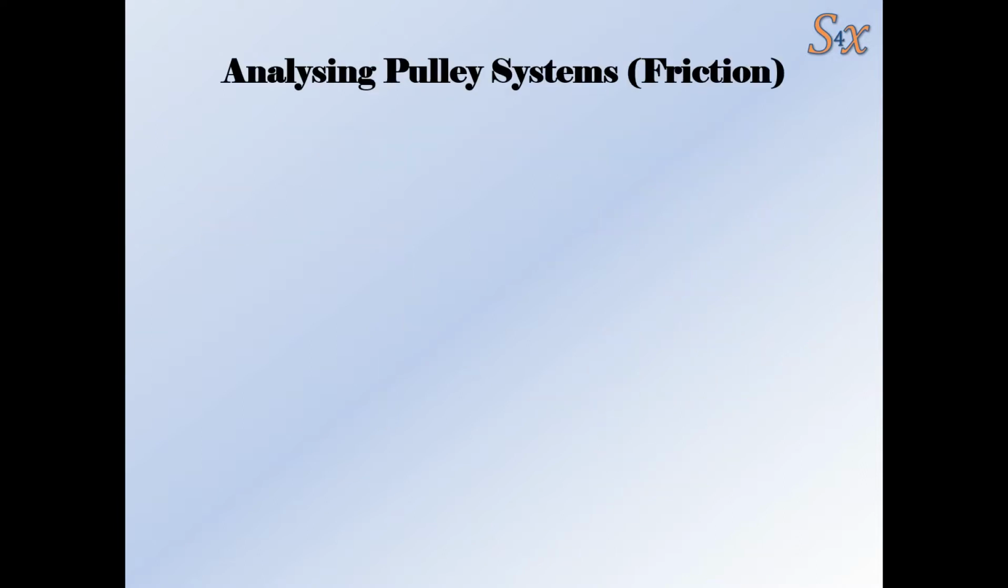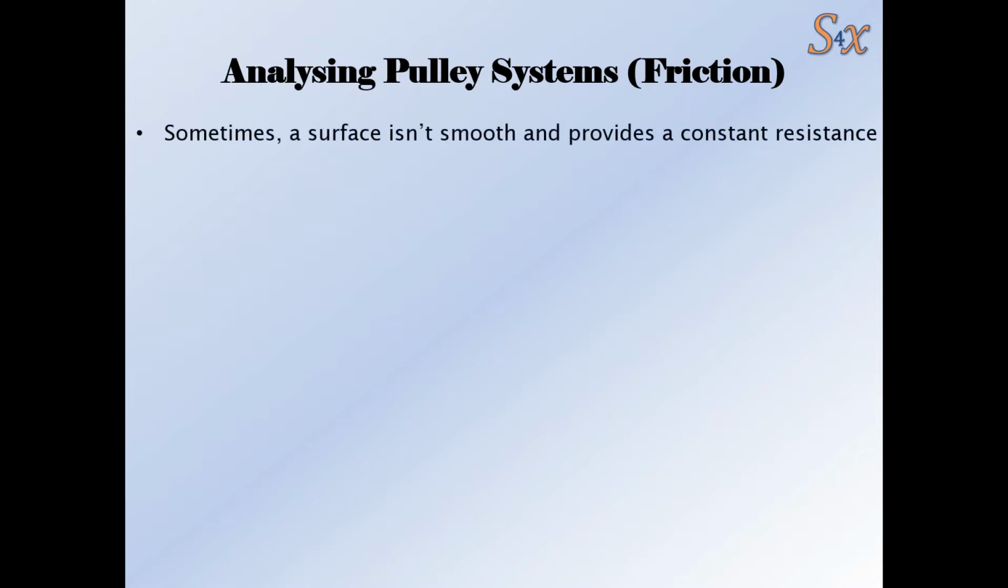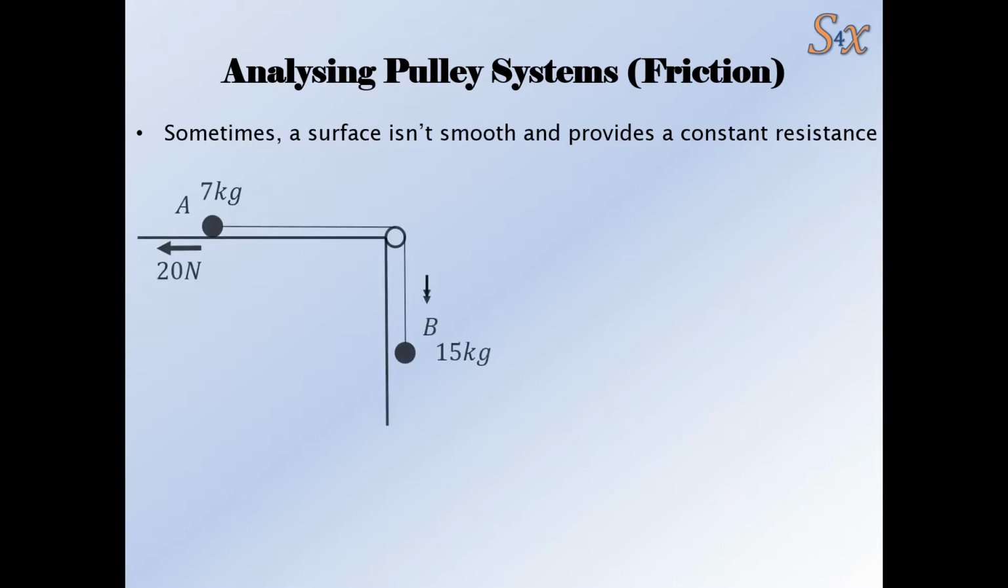We solve all pulley systems in a very similar way, but sometimes we have additional forces. In this case, we've got a friction force on the surface. We're not assuming the surface is smooth here, and actually there's a constant resistance being applied. So you can see here there's a 20 Newton resistance between the surface and particle A. We're going to need to take account of that in our equation of motion.